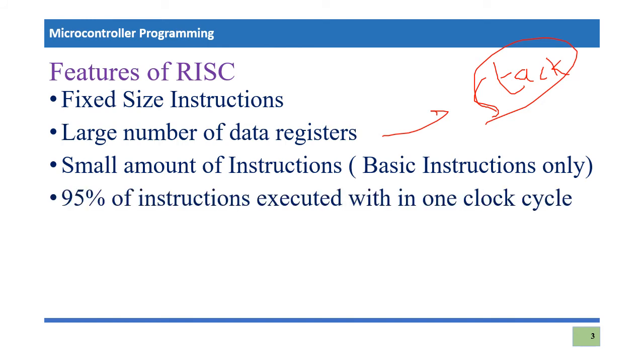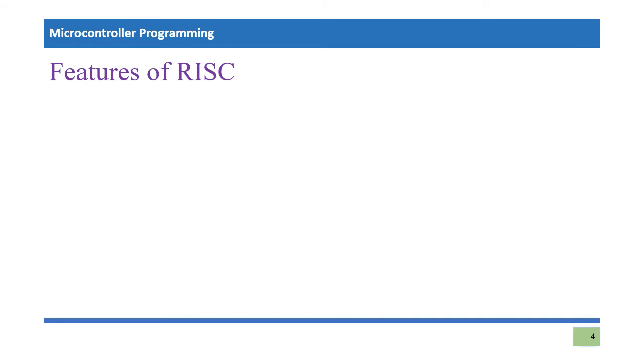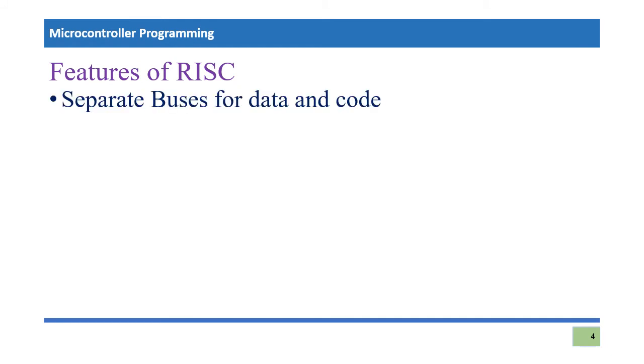Another important feature: since they are fixed size, they do not take a large amount of time. So 95% of RISC architecture instructions are executed in only one clock cycle, which makes it faster. They are kind of interrelated, fixed size instructions and the one clock cycle thing, but they are important features of RISC architecture.